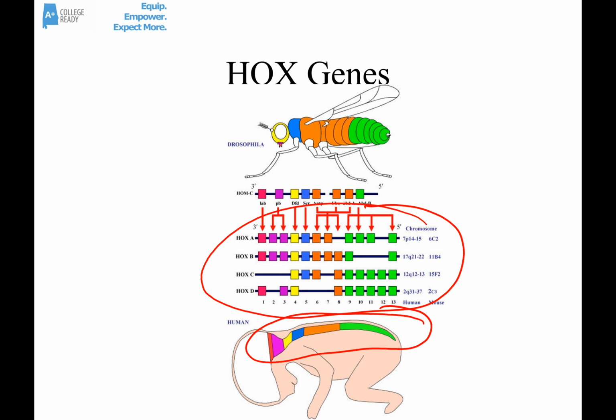So again, Hox genes are very important in determining the basic body structure of an organism. They are well conserved across many species, very important in determining the shape of our bodies.